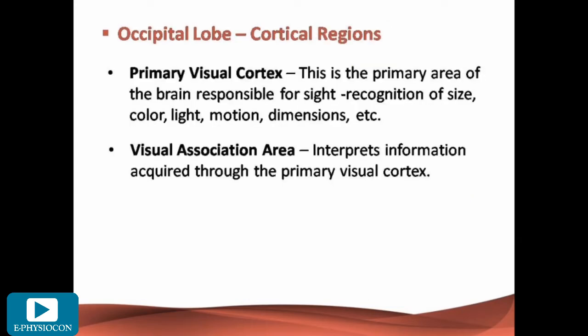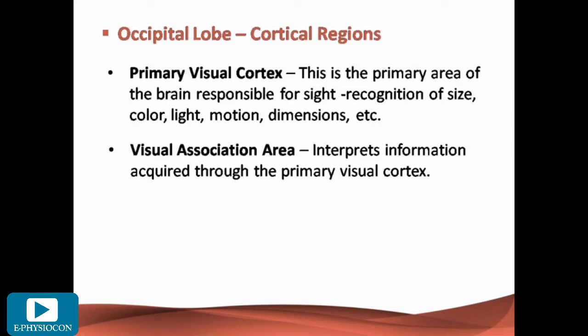Now, what are the cortical regions of the occipital lobe? Number one is the primary visual cortex. This is the primary area of the brain responsible for sight, recognition of size, color, light, motion, and dimension.